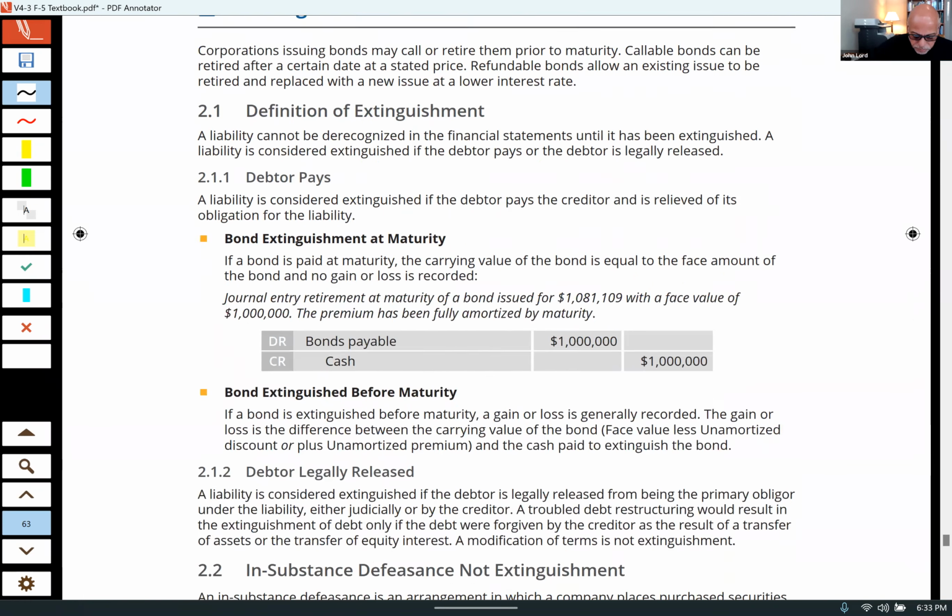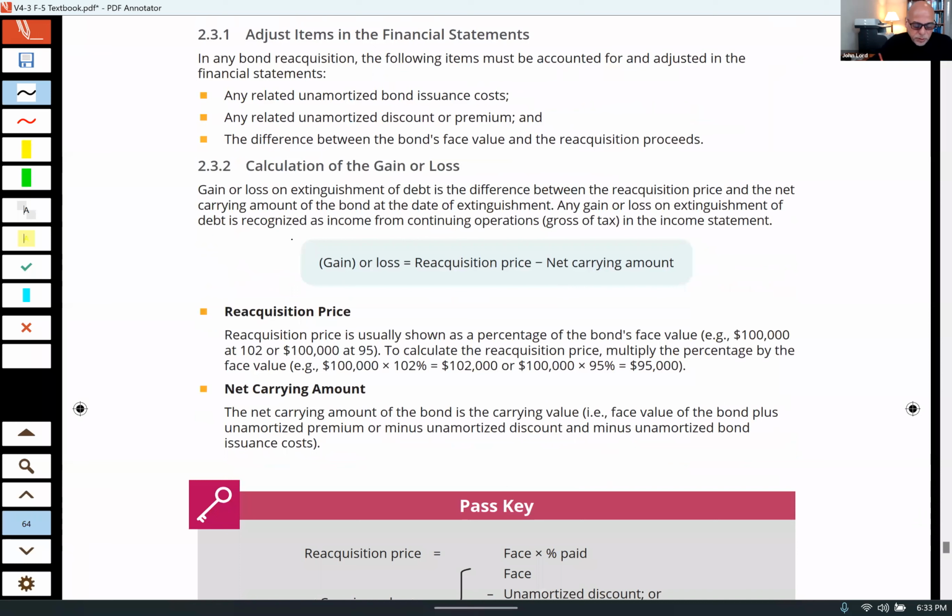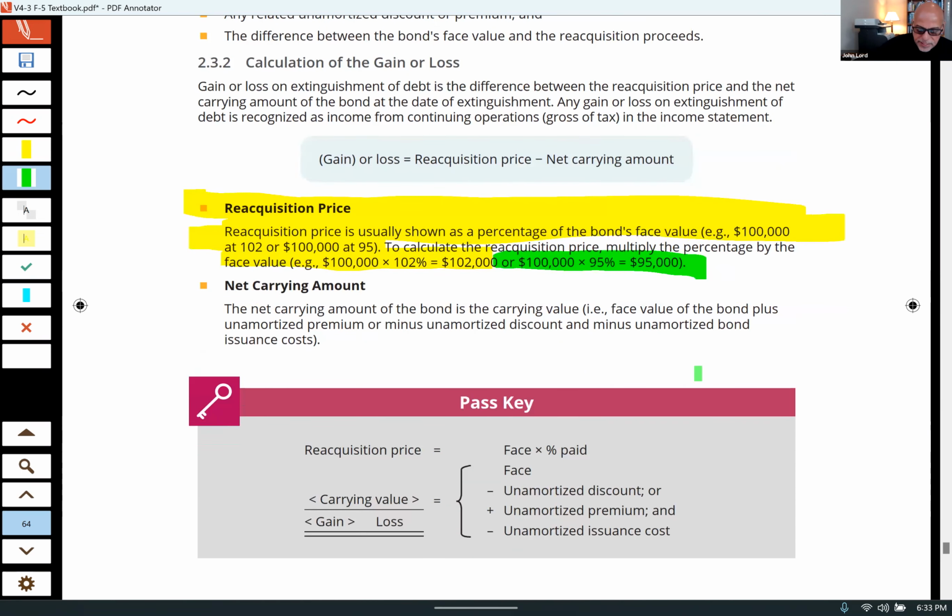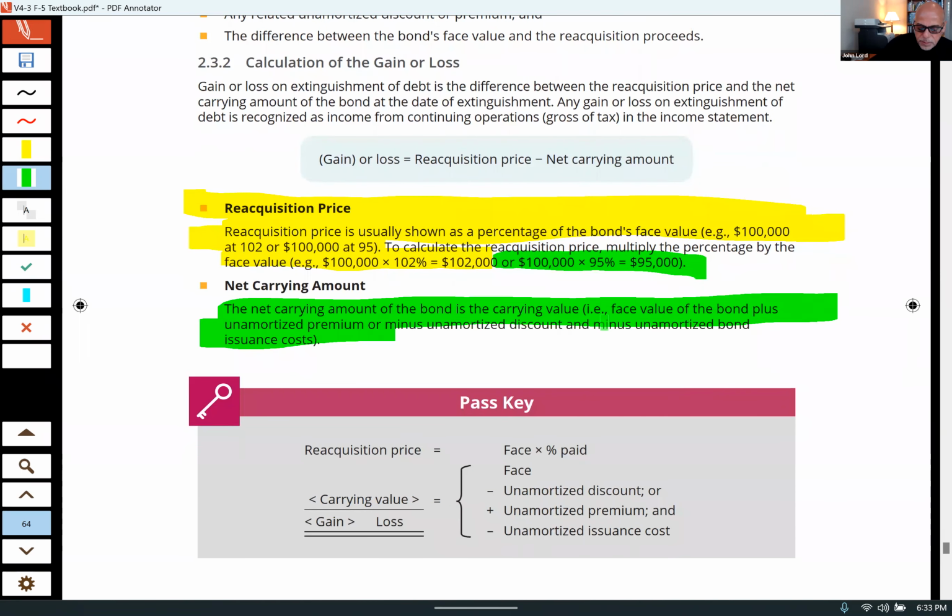Reacquisition price. As we saw with that one question with the accrued interest, they could tell us it's 95 or 102, and say the face of the bond is 100,000. Then that would mean we'd have to pay 102,000 to reacquire the bond. If it said 95, that would be 95,000. I then compare that to the net carrying amount of the bond. The net carrying amount is the face plus an unamortized premium, or the face minus unamortized discount and bond issue cost.